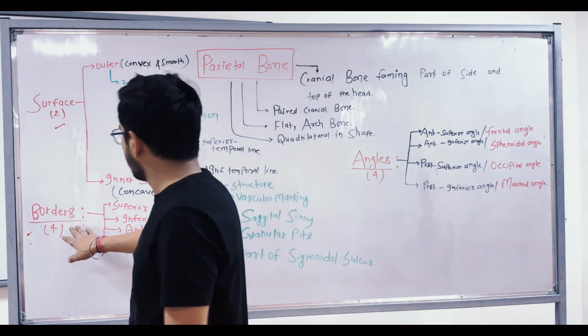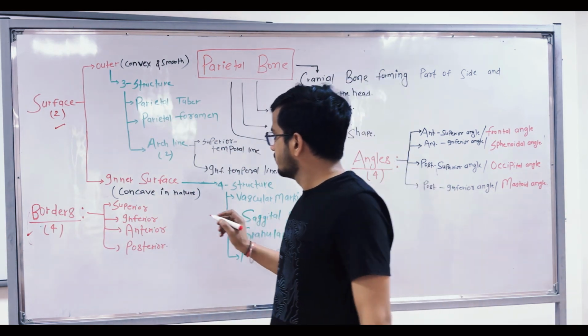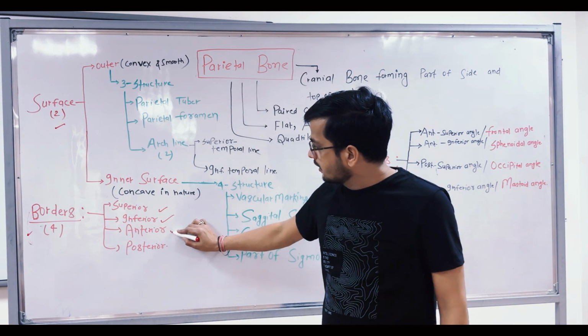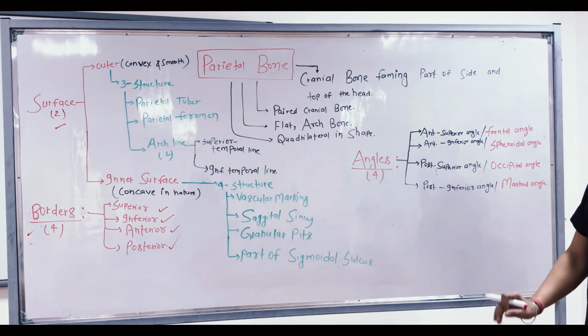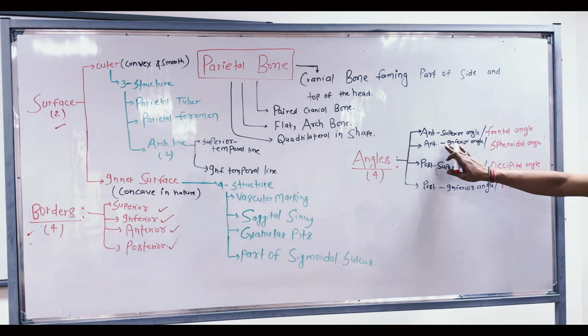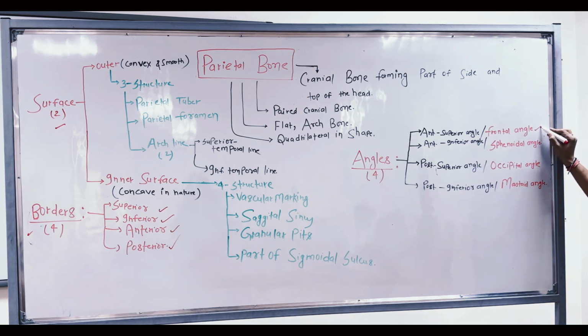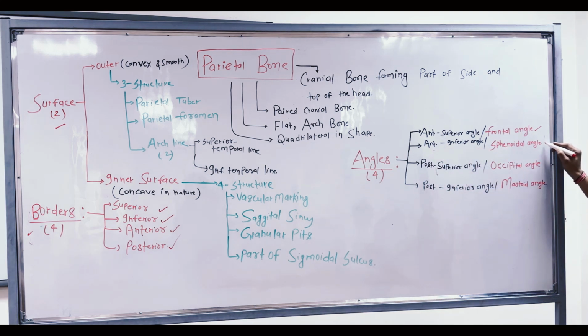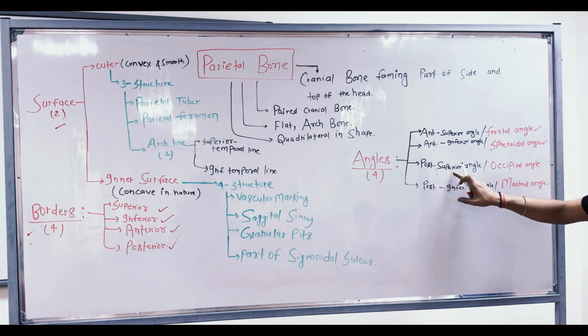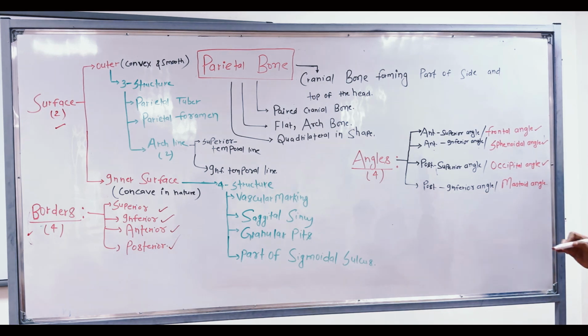Then we will discuss the borders. We have four borders: superior border, inferior border, anterior border, and posterior border. Then we will discuss angles. We have four angles. First, we have the anterior superior angle, also called the frontal angle. Then we have the anterior inferior angle, called the sphenoidal angle. Each angle is named according to its correspondence to the location. Then we have the posterior superior angle, called the occipital angle. Then we have the posterior inferior angle, called the mastoid angle.